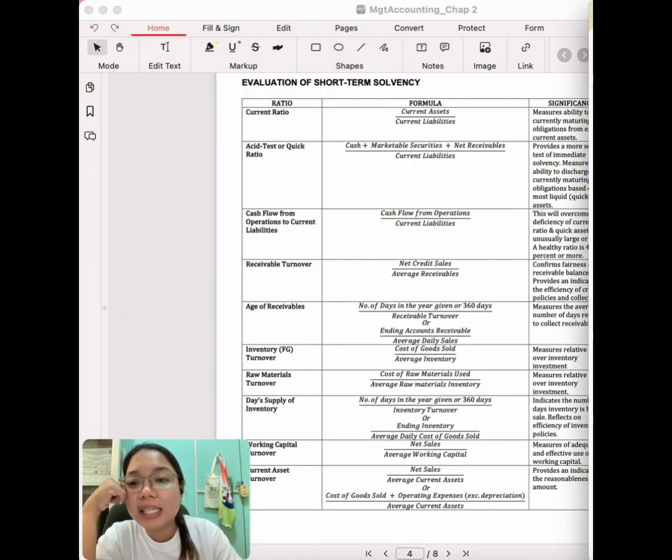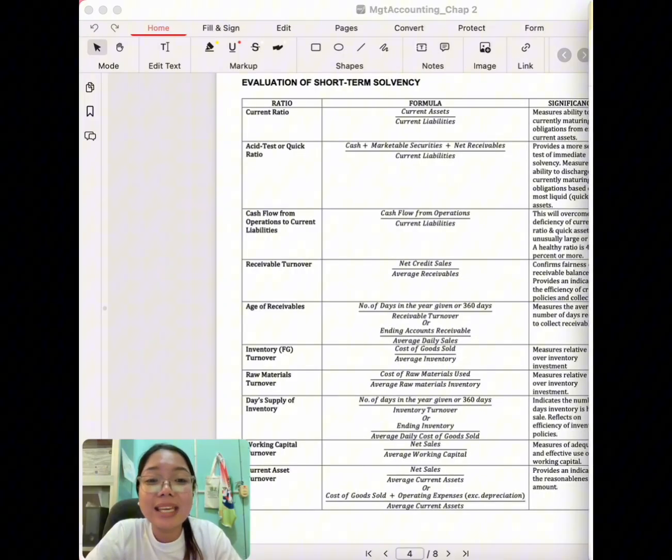And then for the acid test or quick ratio, the formula there is cash plus marketable securities plus net receivables divided by the current liabilities. Yung acid test ratio, tinatawag din siyang quick ratio. This is a more stringent test of short-term solvency. Why? Because it focuses on the most liquid assets. In-exclude dyan yung inventory kasi yung inventory kasi hindi siya ganun ka-liquid na klase ng current asset.